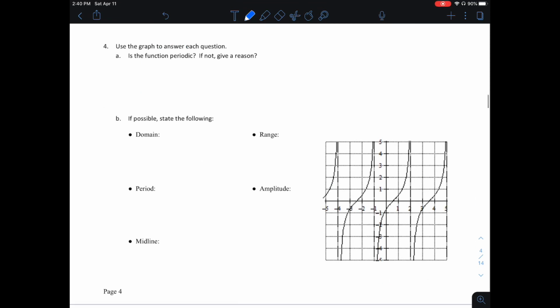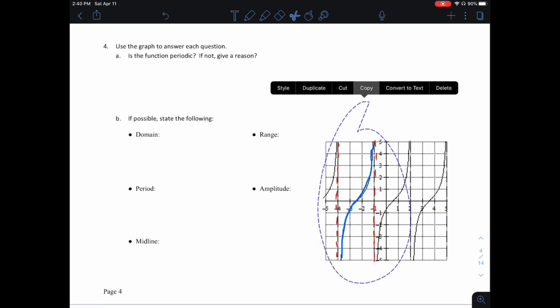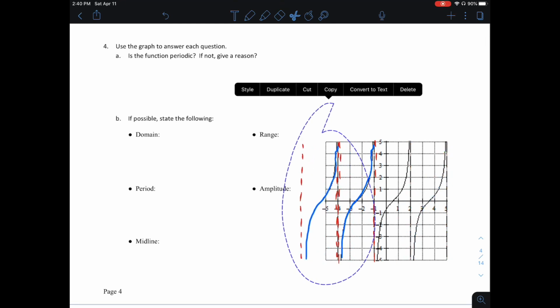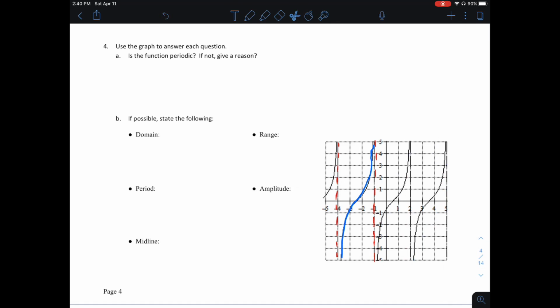Number 4, is this periodic? Well, let's examine this closer. There is a vertical asymptote here at -4. There's a vertical asymptote here at -1. And then between them, there is this curve. If I were to take this and copy it and paste it, could I contain this entire graph through this copying and pasting? Sure looks like it. So this is a periodic function.